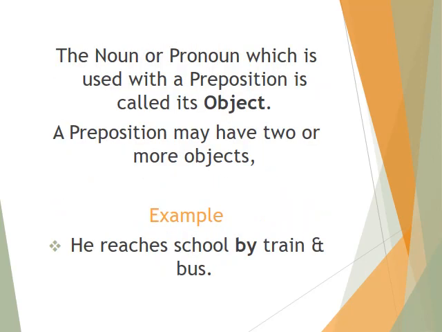The noun or pronoun which is used with a preposition is called its object. A preposition may have two or more objects. For example, he reaches the school by train and bus.